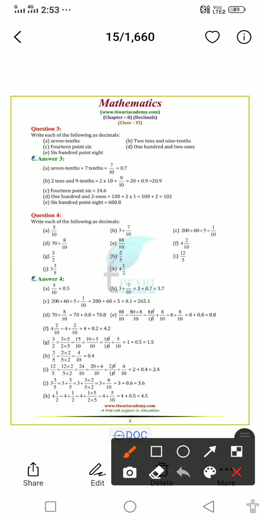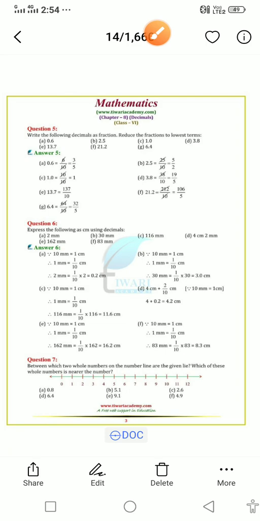Okay. Now question number 4. Write each of the following as decimal. 5 by 10. 5 by 10 you know very well, 0.5. Another we can see 12 by 5. So 12 by 5 how we can write? You can see here. Multiply both sides, 24 by 10 we can write directly 22.4. So you can do yourself another examples.